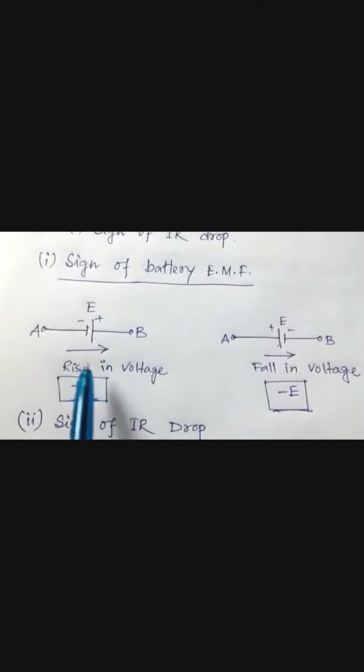Okay. Now E1. In the case of E1, this side is positive, this side negative, right? So consider the sign of the battery EMF. When the direction of motion is from negative to positive, then it's a rise in voltage. So for this case, again the direction of motion is this way, from negative to positive, so it's a rise in voltage, so it's positive.